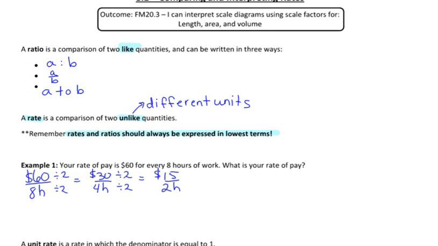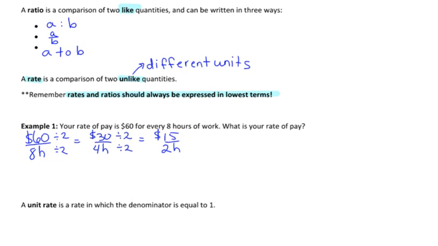So if you look underneath here, a unit rate is a rate in which the denominator is equal to 1. So up here where we stopped at $15 over 2 hours, I want my denominator to be a 1. So I need to divide both of these by 2. Now 15 isn't an even number, but I can still cut it in half. So I will get $7.50 for every 1 hour.